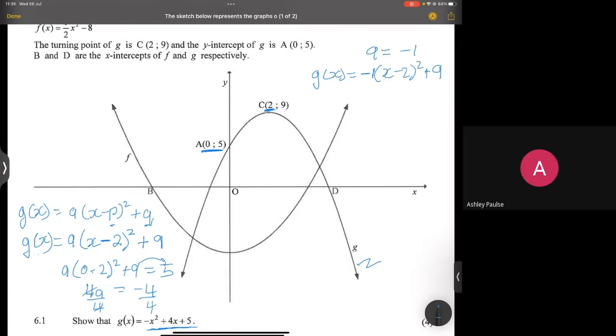So let's write that one out. So when I've got x minus 2 all squared, that will give me x squared minus 4x plus 4, plus 9. Are you guys still with me?